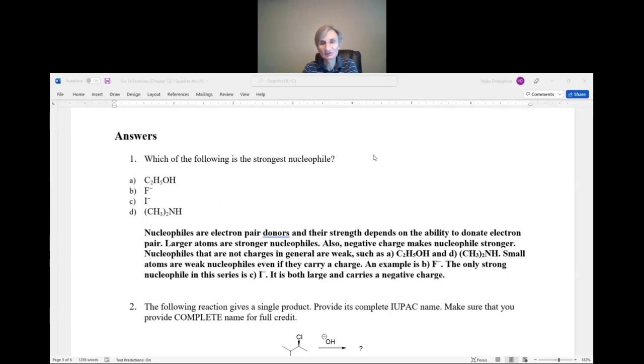Iodide, that's actually a strong nucleophile. It's a very large atom. Electronegativity is relatively low as far as, let's say, halogens go, and it has a negative charge. A large size, a negative charge, and modest electronegativity. So that's a very strong nucleophile. And in fact, of the four, it's the strongest because the last one, dimethylamine, is neutral, has no charge. So it is actually a reasonably good nucleophile, but we would say moderately strong because it doesn't have a charge. So C is the correct answer.